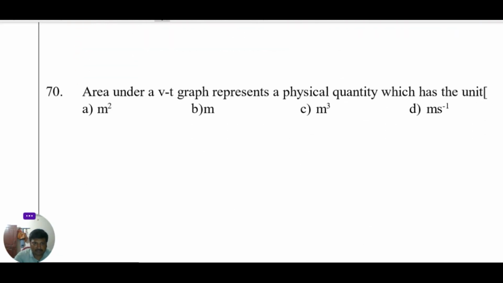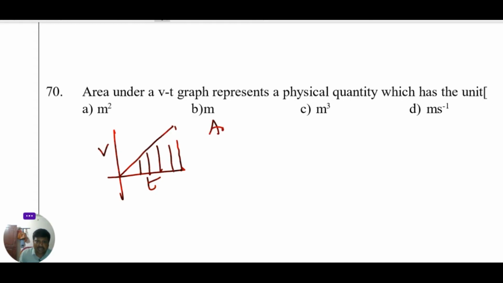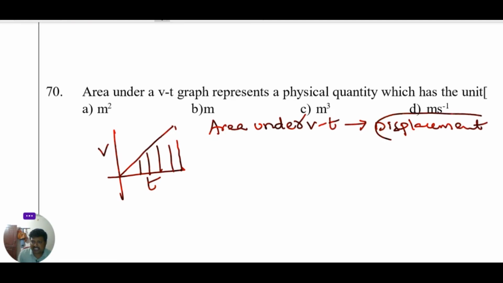Next, 70th question. This is very easy, my dear children. Area under the VT graph represents a physical quantity which has the unit of? Already we know very well, suppose the velocity time graph is like this. This is the area under the velocity time graph. Area under the velocity time graph gives displacement. So what is the SI unit of displacement? The SI unit of displacement is meter. So option B is the right answer.